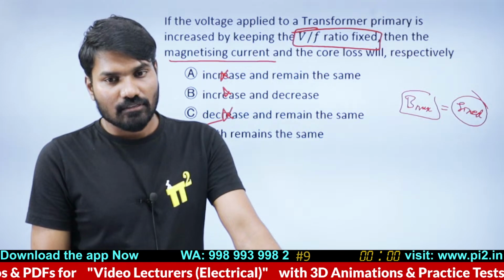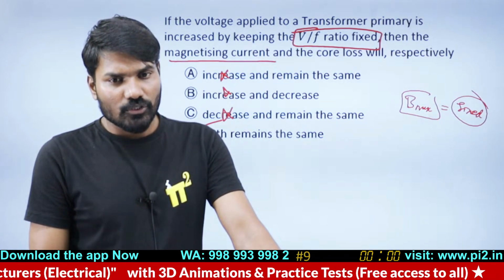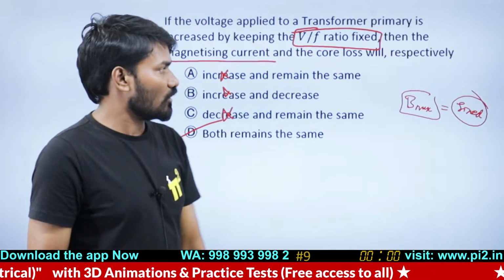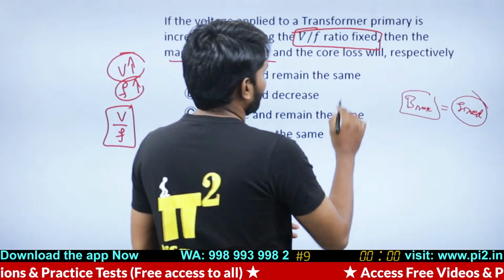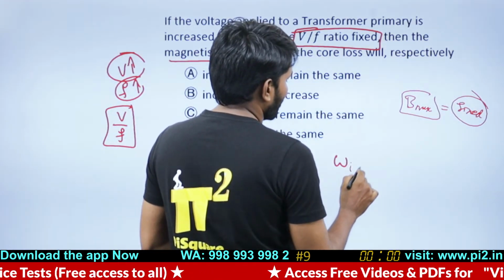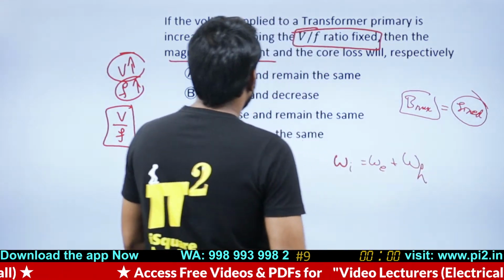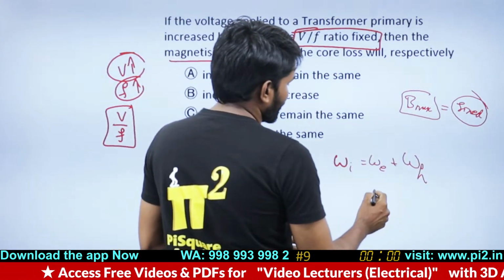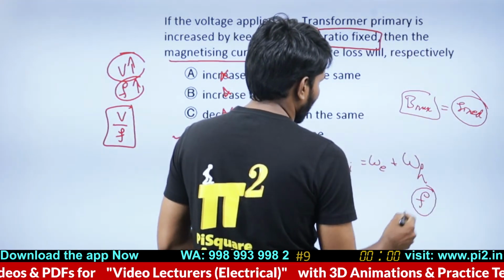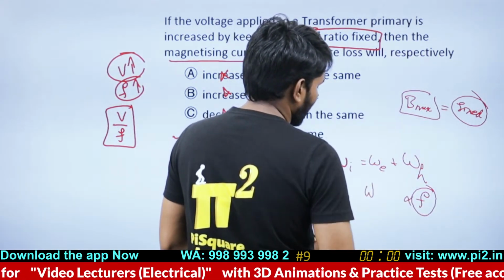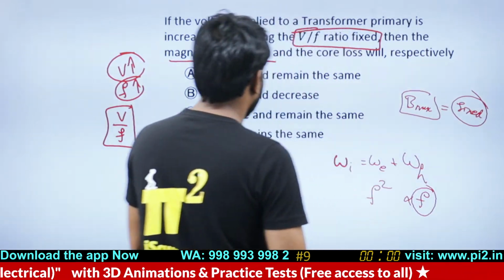Okay. Now what if you have to comment on core loss also? Then iron losses are equal to eddy current plus hysteresis losses. Bmax is constant, so hysteresis losses are a function of frequency and eddy current losses are a function of frequency square.